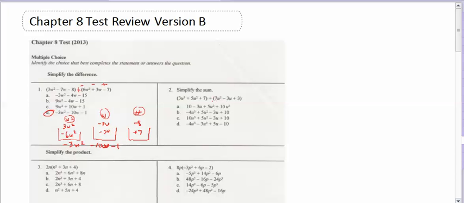Okay, the next one, it's a plus. I don't need to change anything in here. I keep everything the same. So without buckets, I'm looking at these two first, u to the thirds. 7 plus 3 is 10u to the third. Then I'm looking at the u's to the second. I have 5u to the second, and that's all I have. Positive 5u to the second.